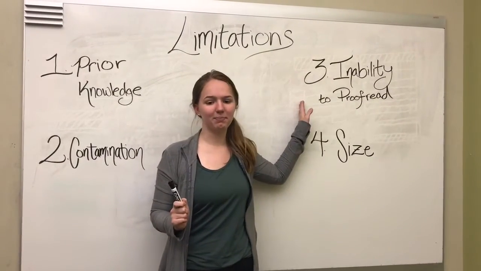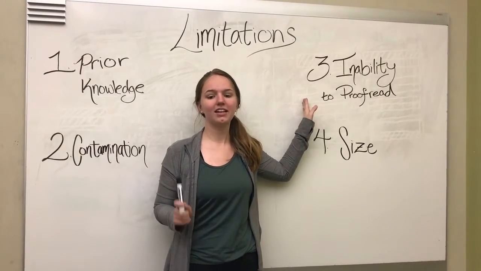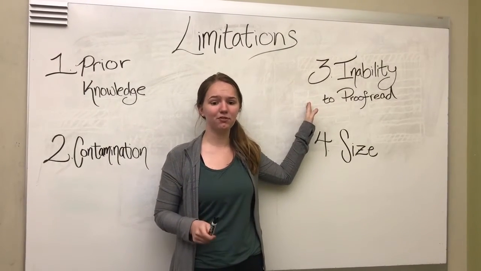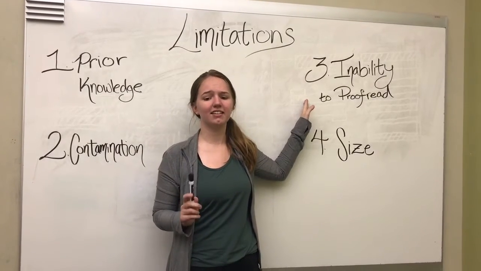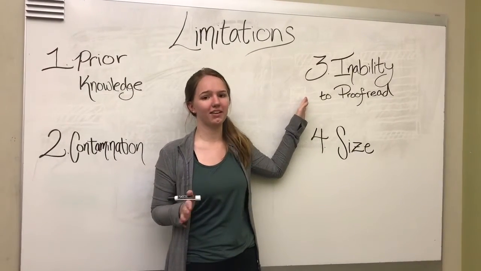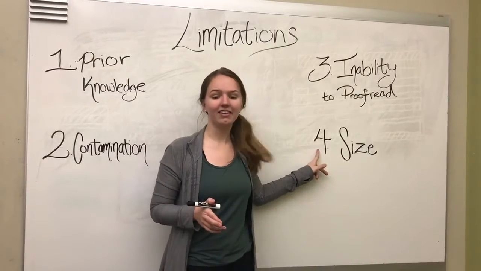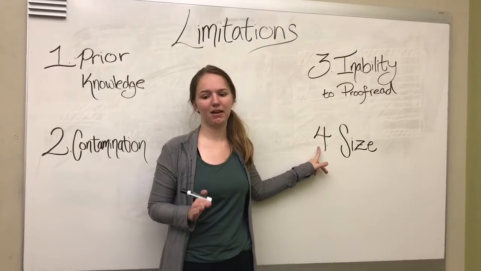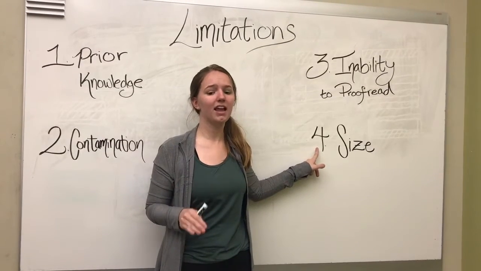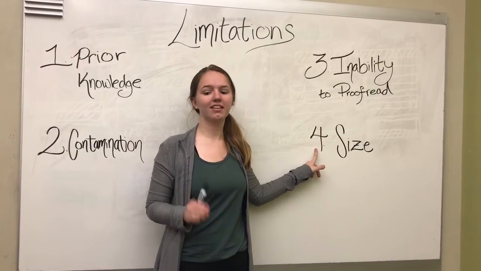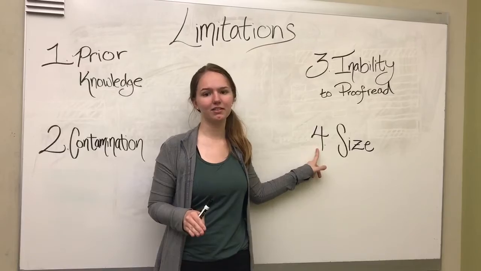A third limitation of PCR is that the polymerase used, TAQ, does not have the ability to proofread, unlike other DNA polymerases, so an incorrect nucleotide is incorporated about once every 20,000 base pairs. Finally, the size of the fragments that can be amplified by standard TAQ polymerase is usually less than 20,000 base pairs, and even with modifications, the length is limited to 50,000.